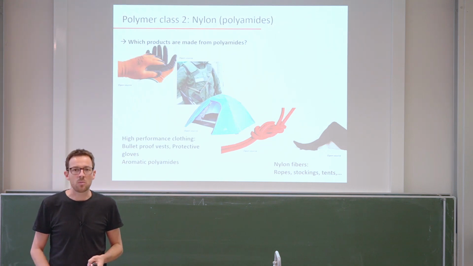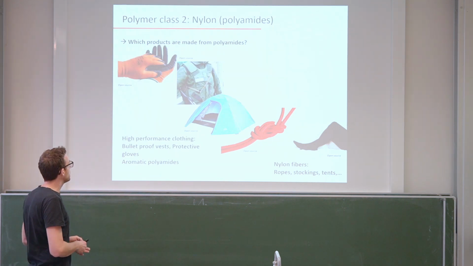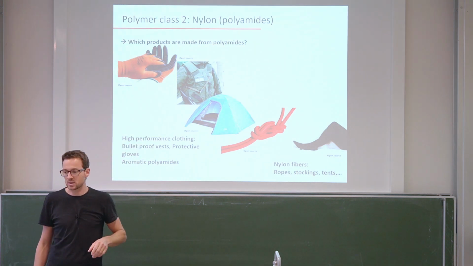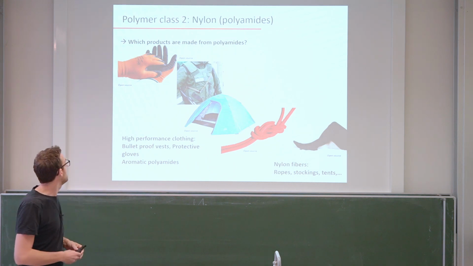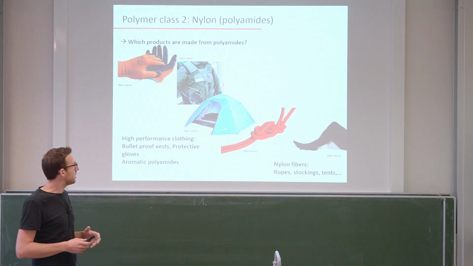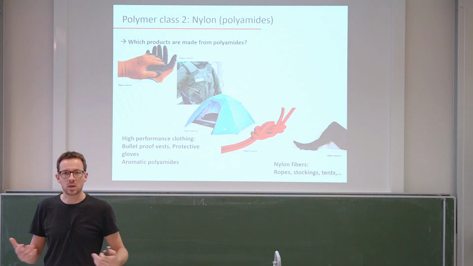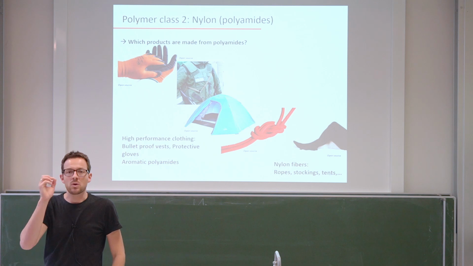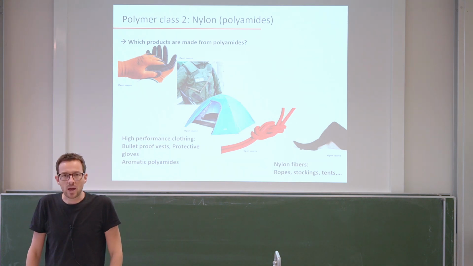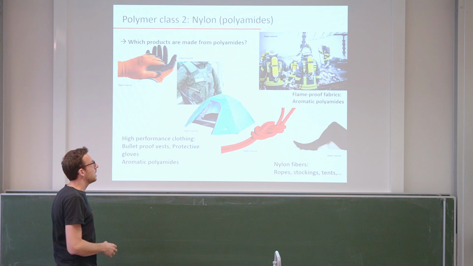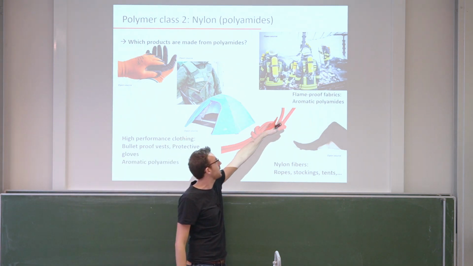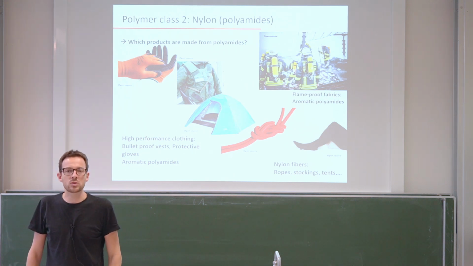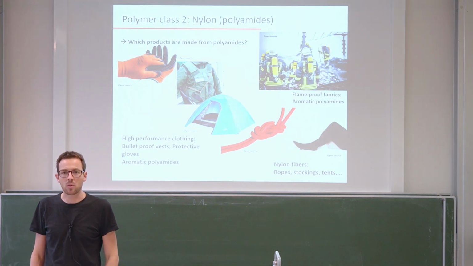Other materials that are made from nylon type of materials are really high performance materials. Bulletproof vests, and we will talk about this in a second, are also made from nylon, or these durable protective gloves that you can use to lift off glass, or even to take coals out of a fire when it's really hot, and so on. Protective clothing, flame-proof fabrics are also often from aromatic polyamides. So a lot of things to wear, typically in more of the high-performance applications.